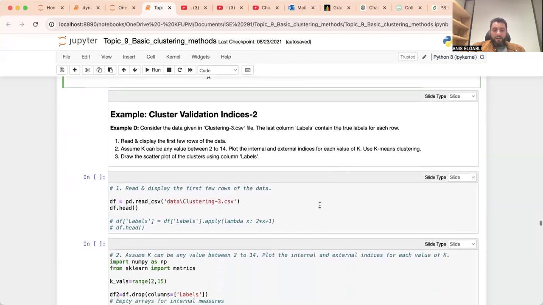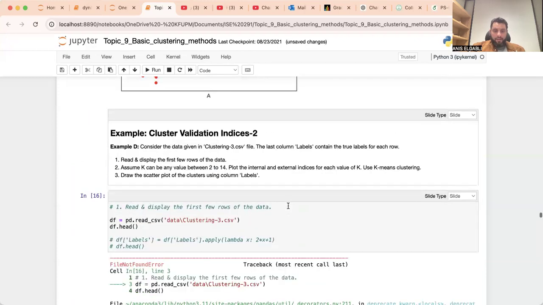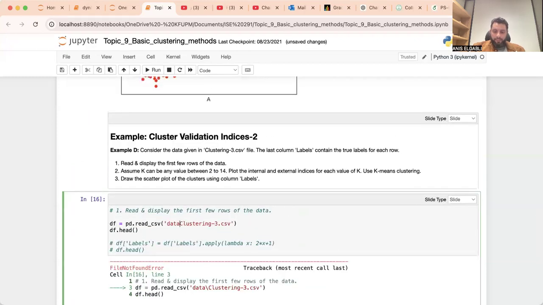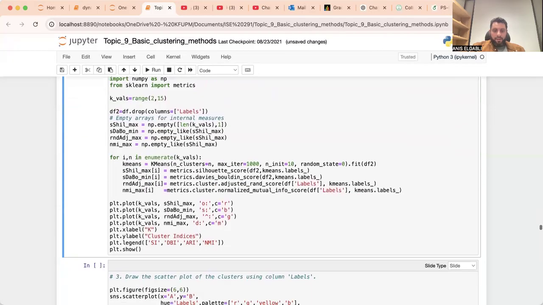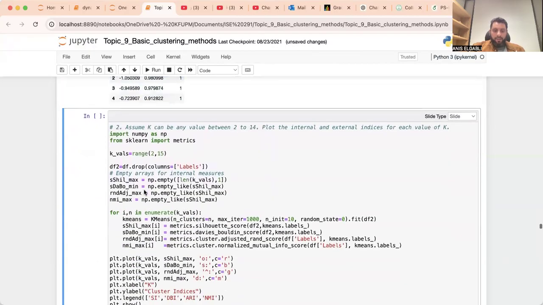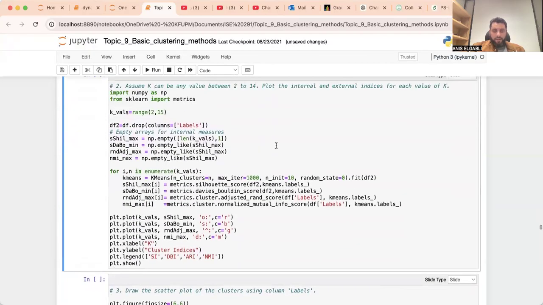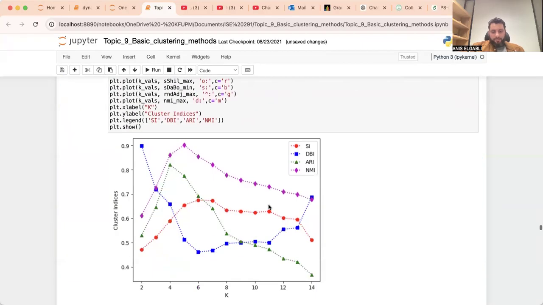So now let's look at another example. This is another example. We're doing the same here. We have loaded the data, and we are doing the same. So let's run this code and look at the outcomes.